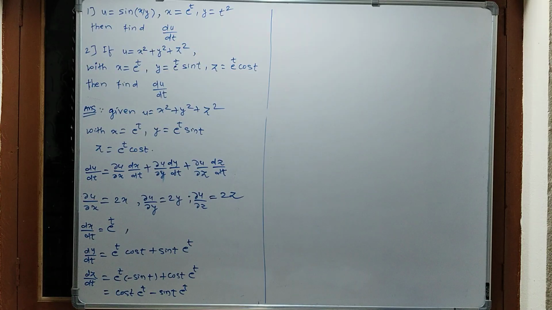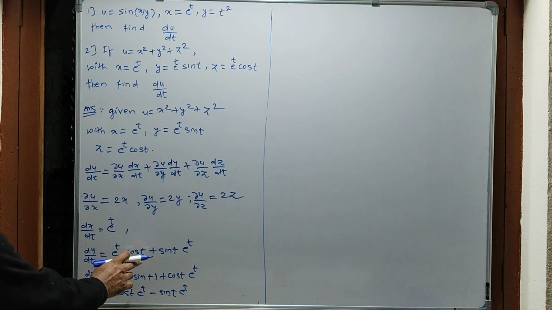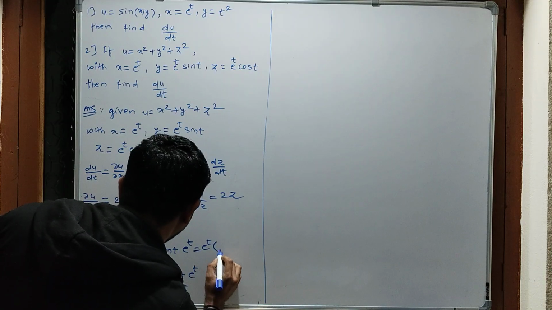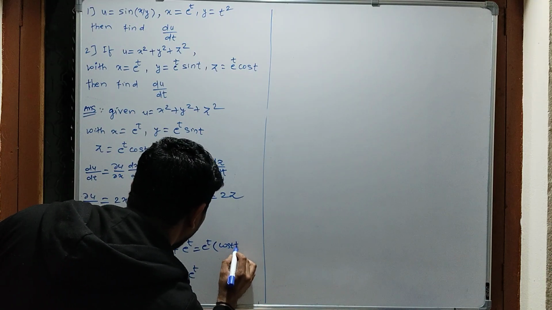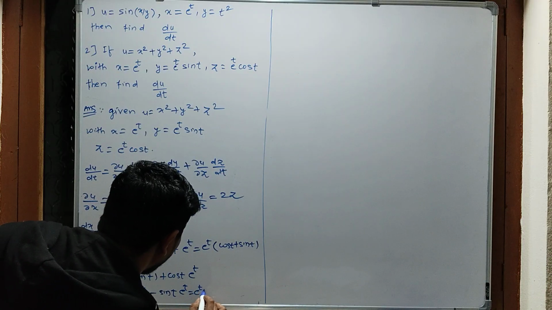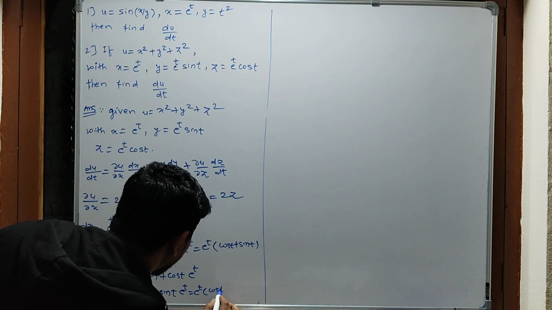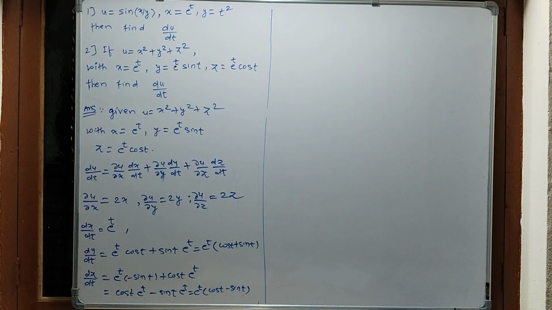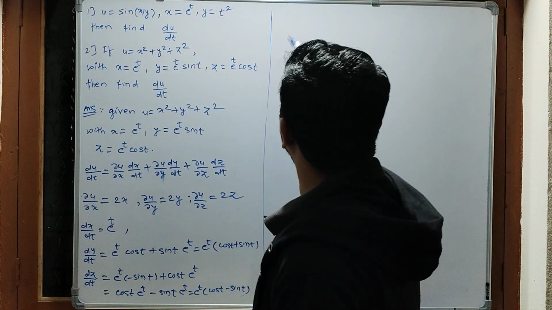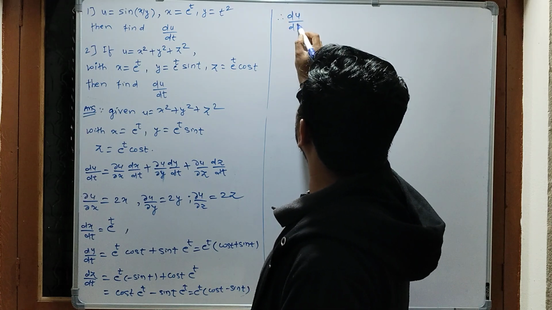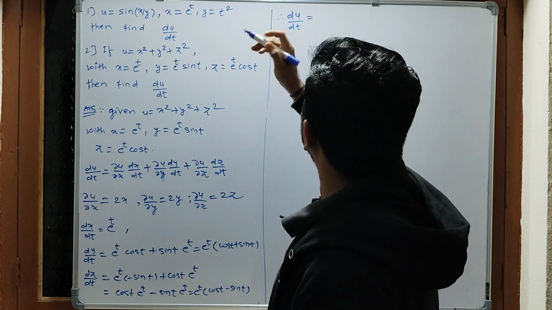So here also you can take e to the power t common. I will take e to the power t in bracket cos t plus sin t, and here e to the power t in bracket cos t minus sin t, and this is my dx by dt. Now the total derivative, therefore total derivative of u with respect to t, which is equal to through x, through y, through z.